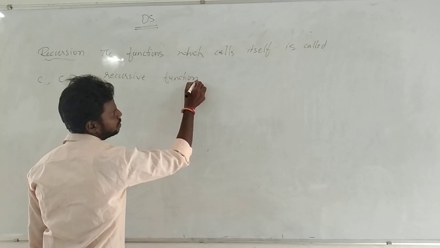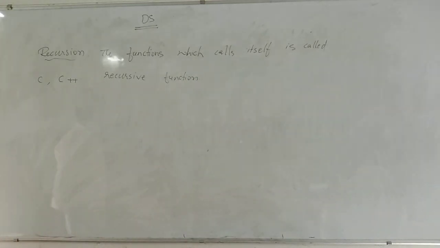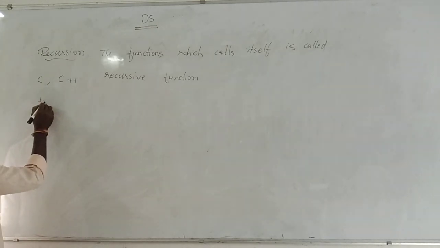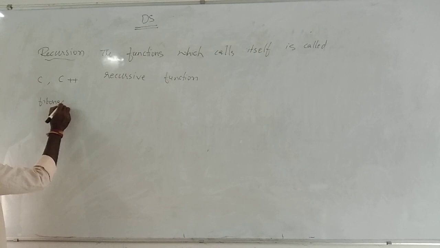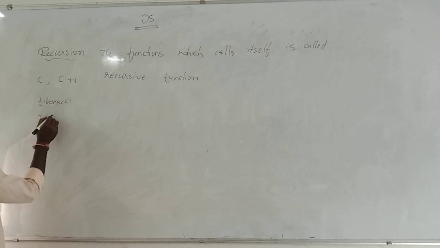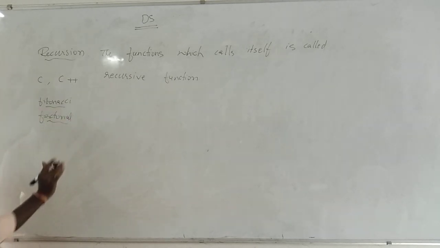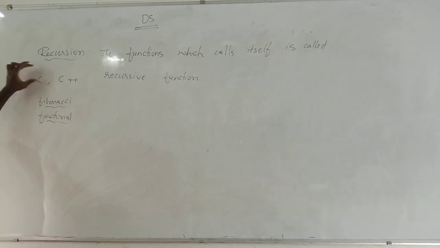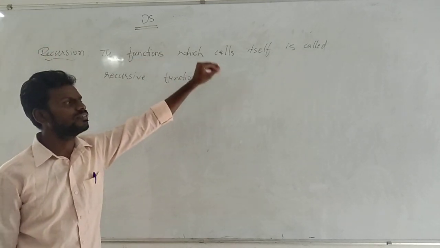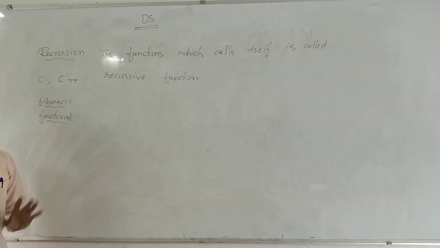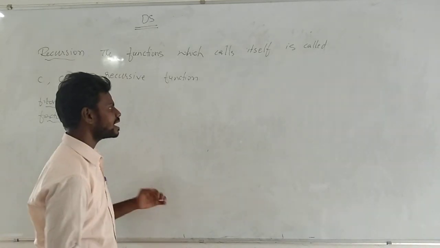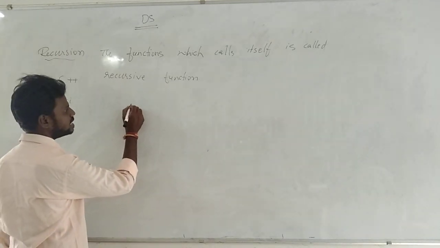You might have seen a lot of examples for these recursive functions, like finding the Fibonacci series and finding the factorial of any number. I am just giving you the idea that you have seen this topic in C and C++. What is a recursive function? The function which calls itself. How does the function make a function call? By using its name.